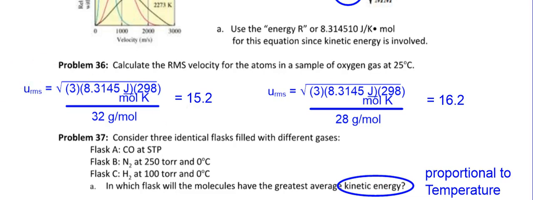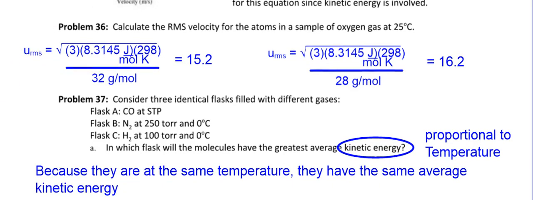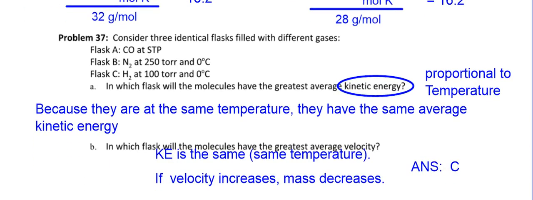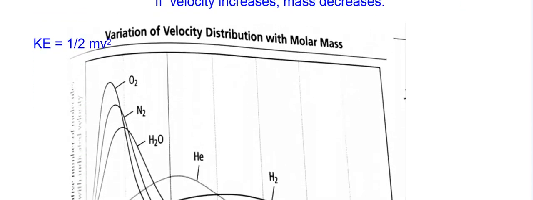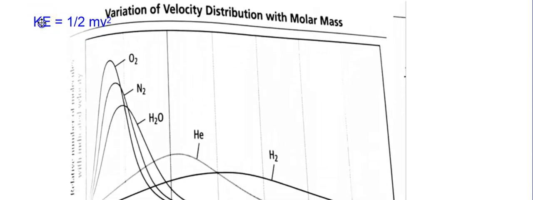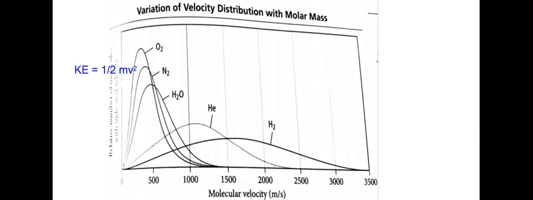So hopefully you understand what I'm saying here. All right, so we are right here, variation of the velocity distribution with molar mass. Let me put this back down here. I may need to make this bigger. Hang on a second. Okay, so look at what's going on here. This is the variation of velocity distribution with molar mass. So what does it say? I really can't read it.